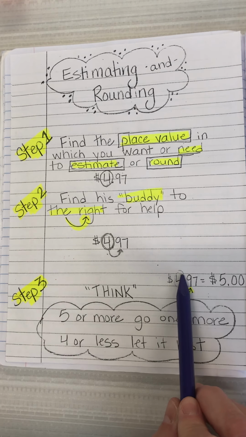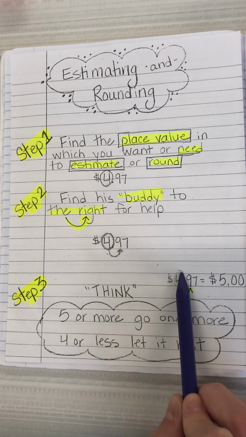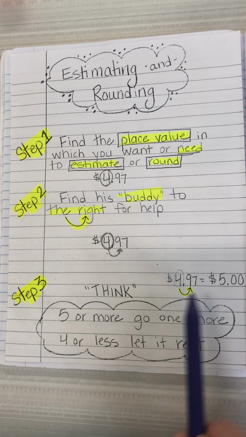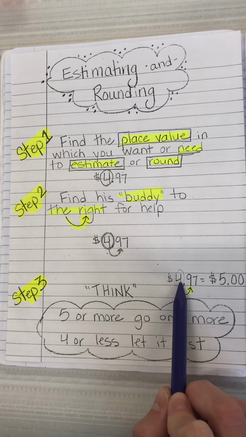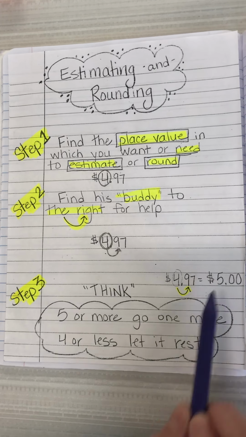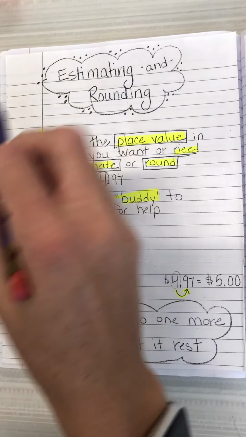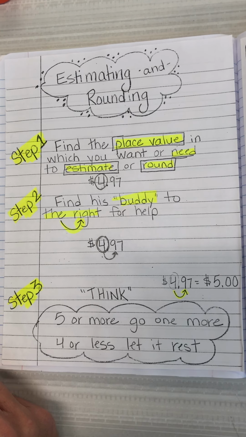So in this case, it asked me to round to the nearest whole number. So I had to use this 9, his buddy to the right, to help me round. So 9 is 5 or more, so that tells me to go one more with him. And that would bring him to 5 buckaroos. So make sure you have this on the left side of your math notes page for 1.6.